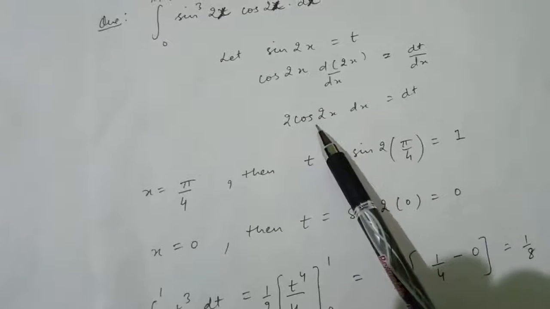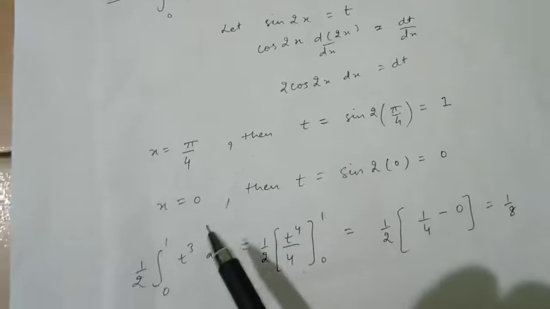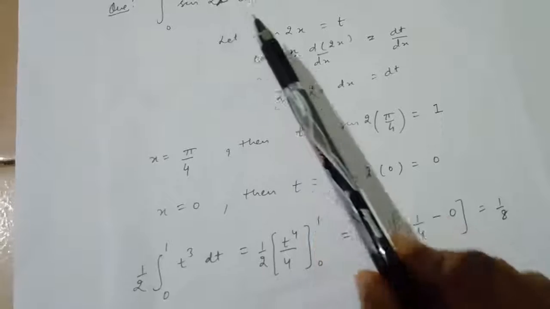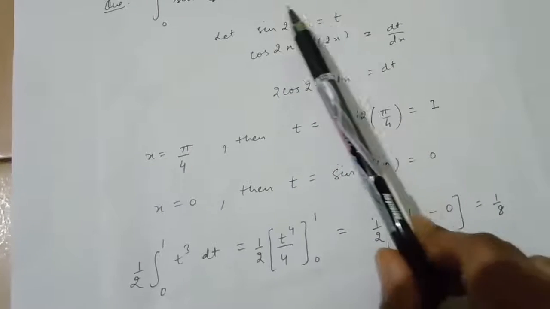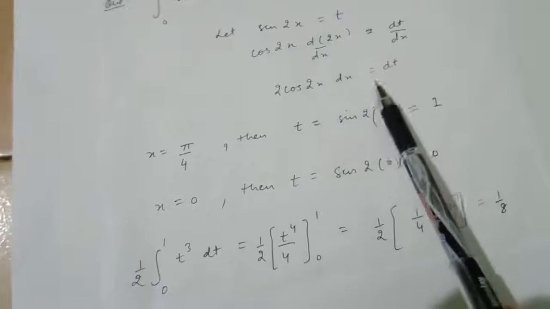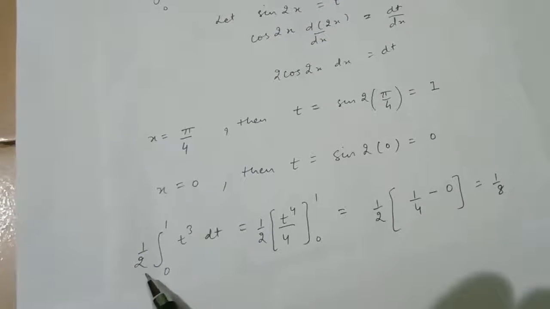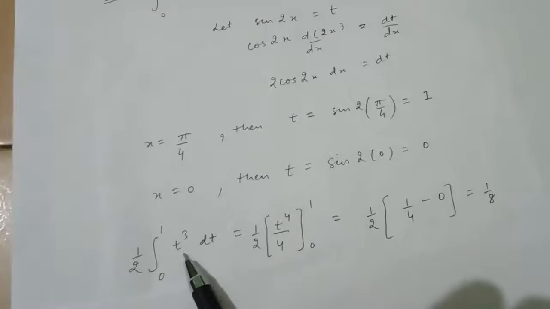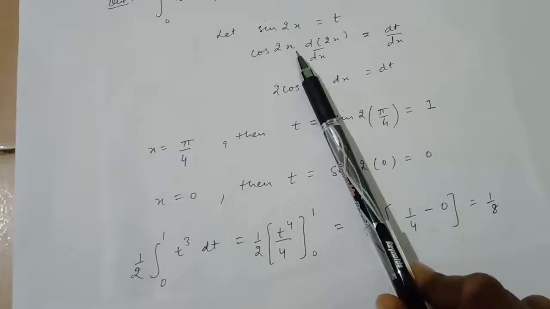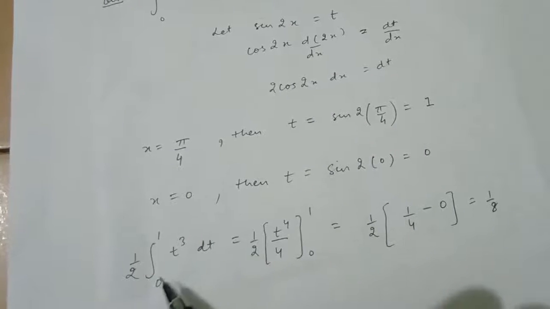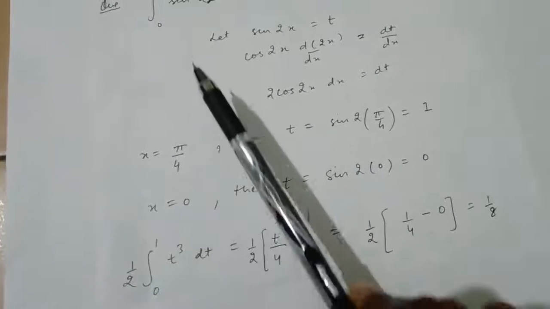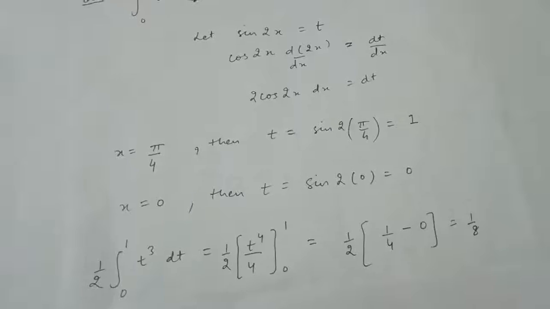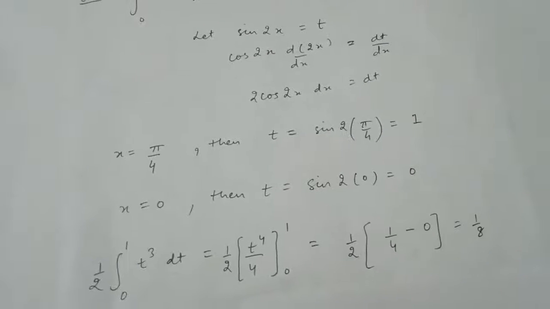Now see, when we apply this substitution here, what will this become? The sine cube 2x will now become t cube, and cos 2x into dx will become dt upon 2, right? But see, you also have to change the limits. If you are applying the method of substitution, right, then you also have to change the limits. Here x is equal to 0 and pi by 4. So calculate t at these values.